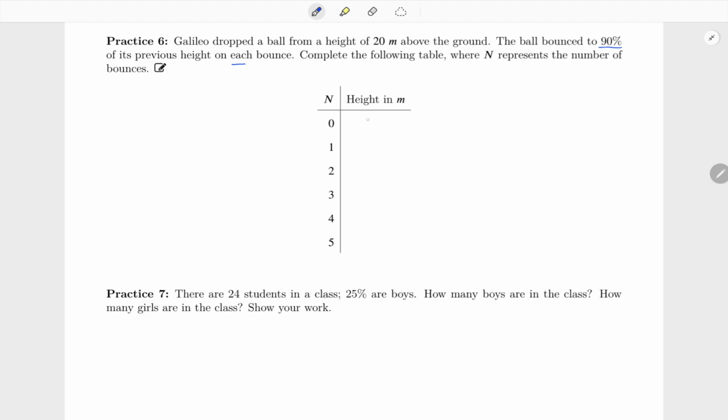We start with the height of 20 meters above the ground. After the first bounce, we get 90% of the height. That's 18 meters. On the second bounce, we get 90% of 18 meters.